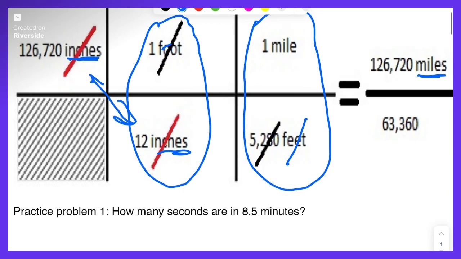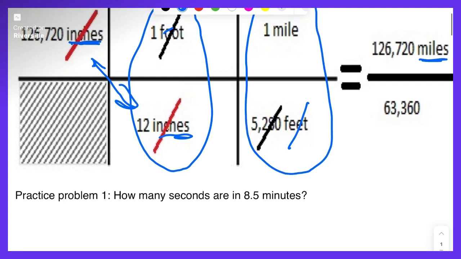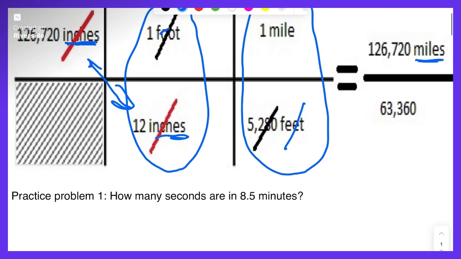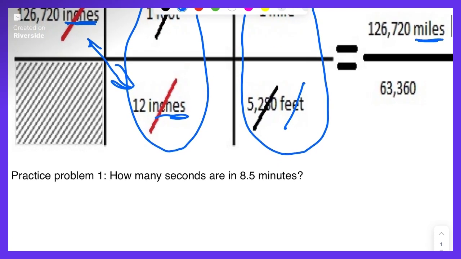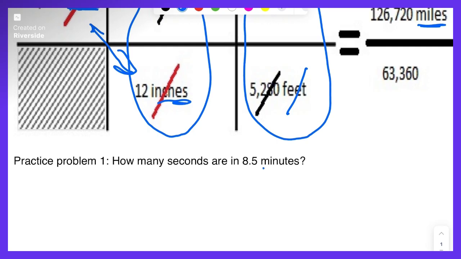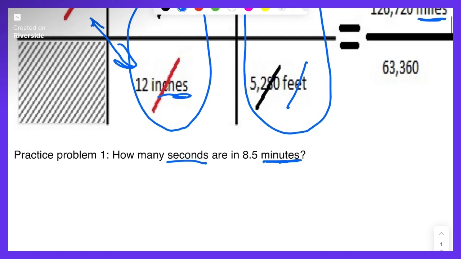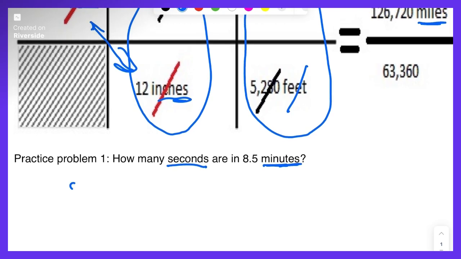So, now let's go into a practice problem to get a better understanding of how they did this. So we're starting off with 8.5 minutes. So this is the unit we're going to start off with. And our end goal is seconds. So let's just write down what we know. We know that we have 8.5 minutes.